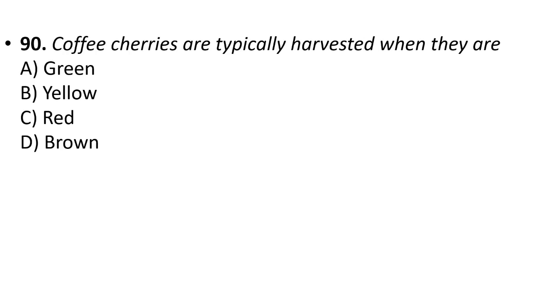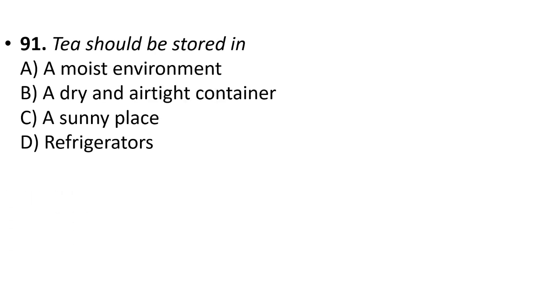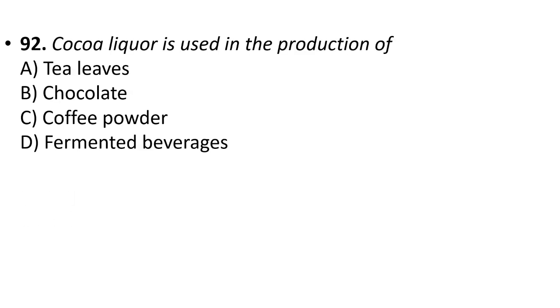90. Coffee cherries are typically harvested when they are green, yellow, red, brown. Your answer is option C, red. 91. Tea should be stored in a moist environment, a dry and airtight container, a sunny place, refrigerators. Your answer is option B, a dry and airtight container.